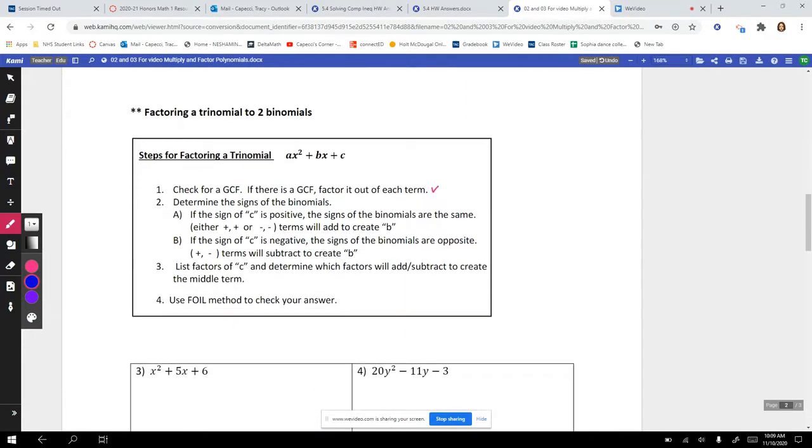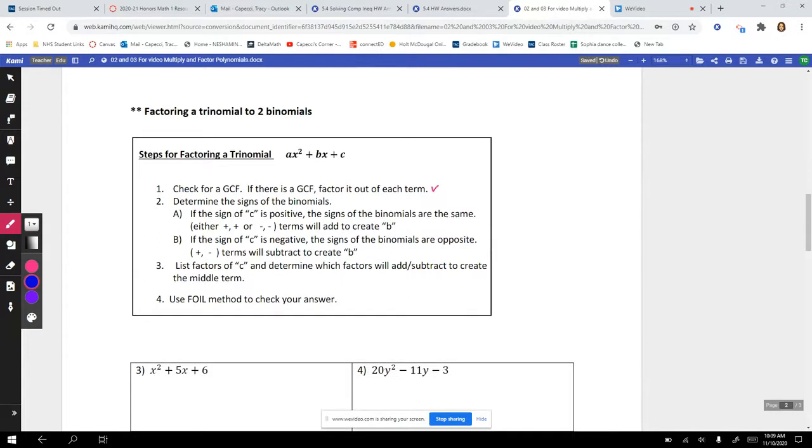We're now going to look at factoring a trinomial, which is 3 terms, into 2 binomials. The first thing we're going to do is check if we have a greatest common factor. If we do, we'll factor that out just like we did. And then we need to determine the signs of the binomials. So we're first going to look at our last sign there.